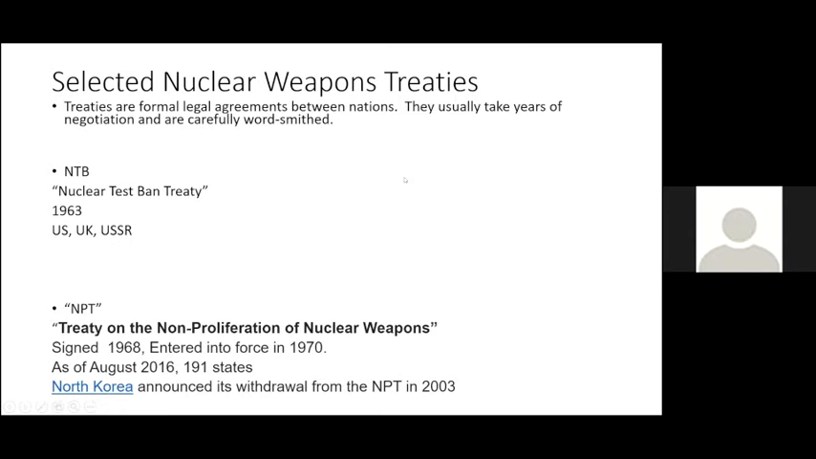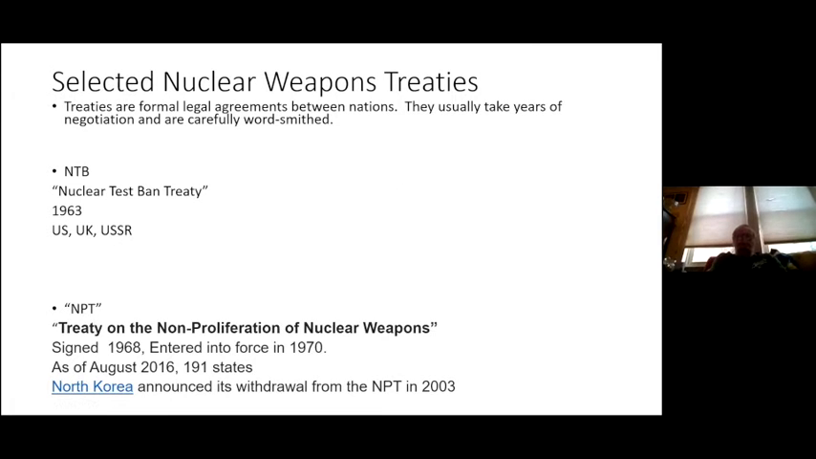Treaties are formal legal agreements between nations. Most of us as scientists don't spend too much time thinking about treaties. But treaties take years of negotiation and are very carefully wordsmithed. First one, I believe, was the Nuclear Test Ban Treaty in 1963, signed by President Kennedy.